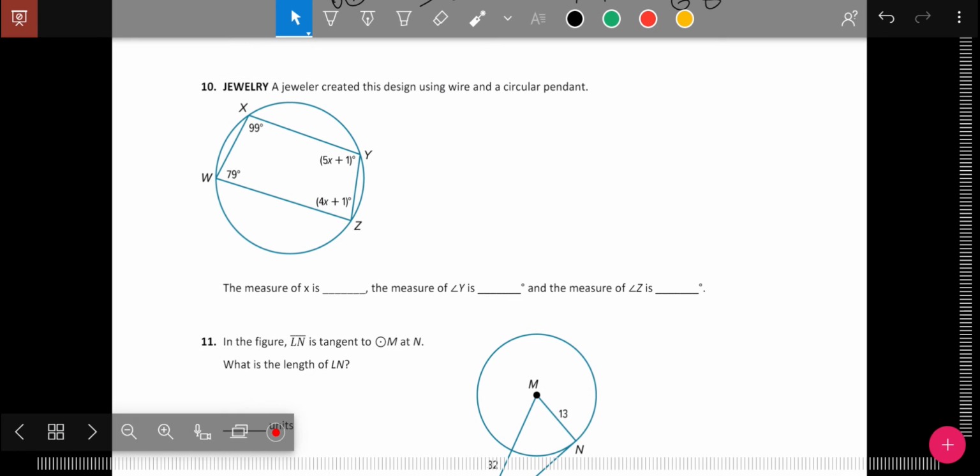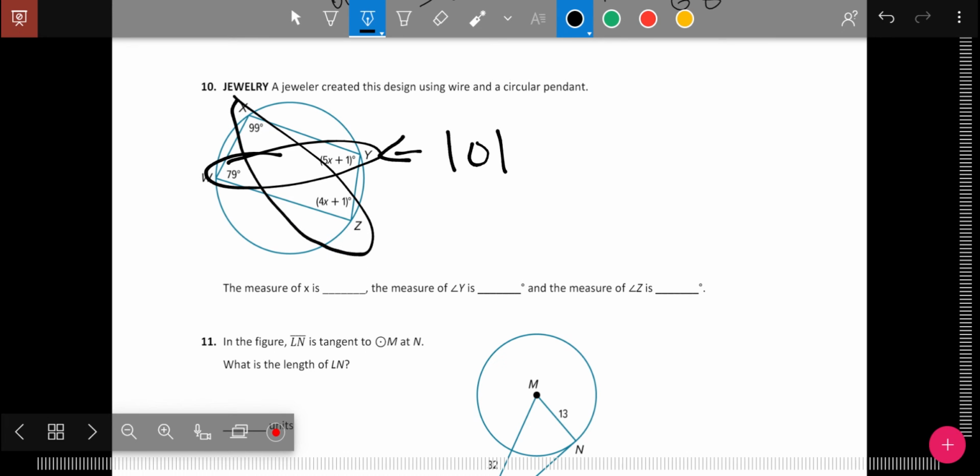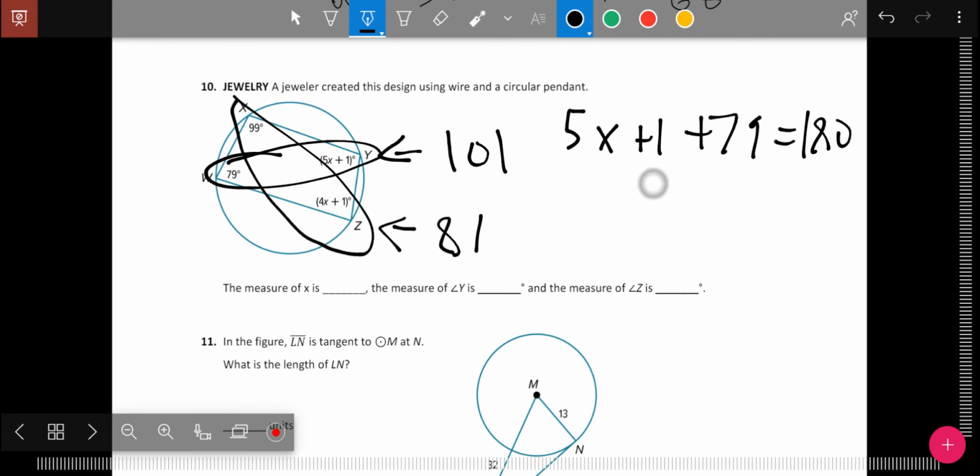And it wasn't until earlier that somebody pointed out this question has a problem with it. And so, I really appreciate whoever pointed it out to me. Opposite angles should equal 180. And so angle Y has to be 101. And opposite angles should be 180. And so angle Z has to be 81. Now, if I was solving for x, I'd obviously do something like 5x plus 1 plus 79 equals 180. 5x plus 80 when you add those together.